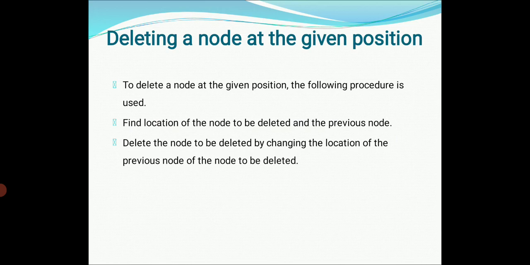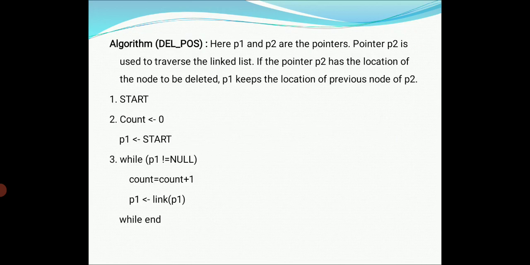To delete a node at the given position, some procedures are to be used. First, we have to find the node to be deleted, and the previous node has to be detected. Then delete the node by changing the link of the previous node of the node to be deleted. So this is the algorithm.